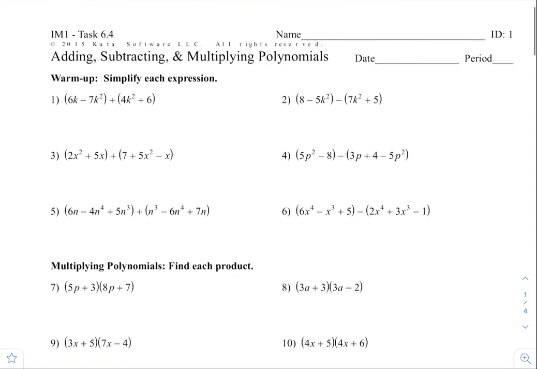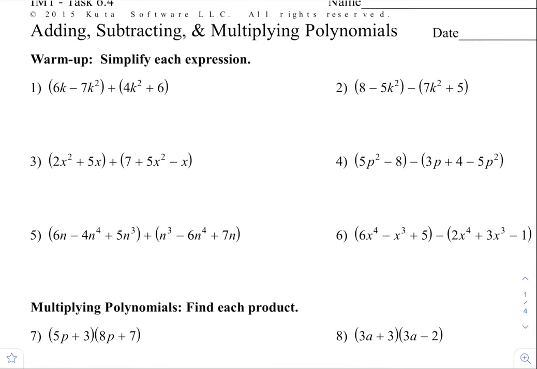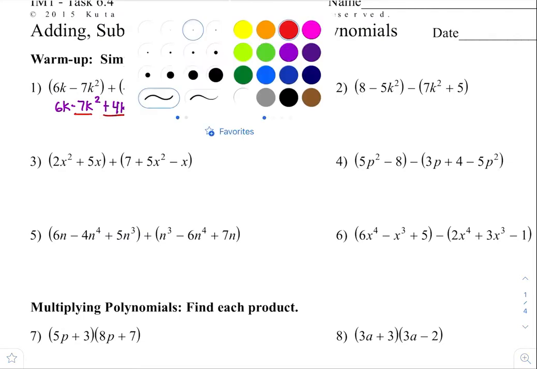So, here's number 1. Since this is positive, and there's a positive in front, we can drop the parentheses and then just combine like terms. From this, the only ones you can combine are these two.